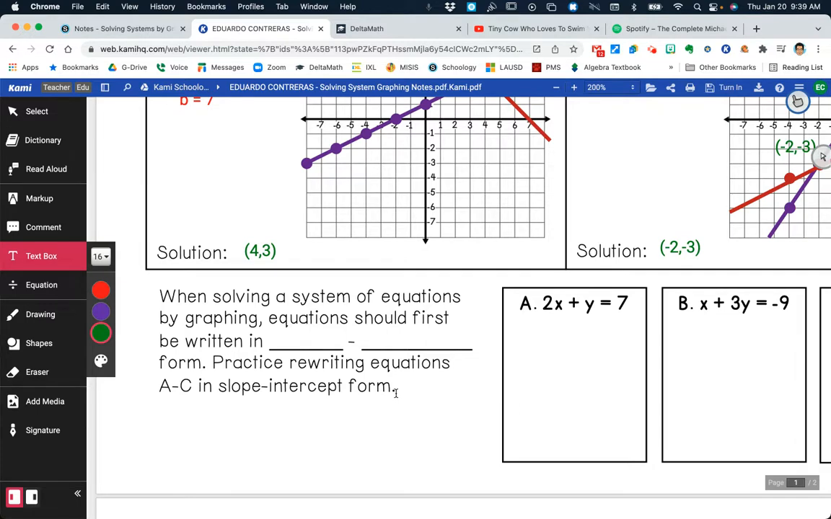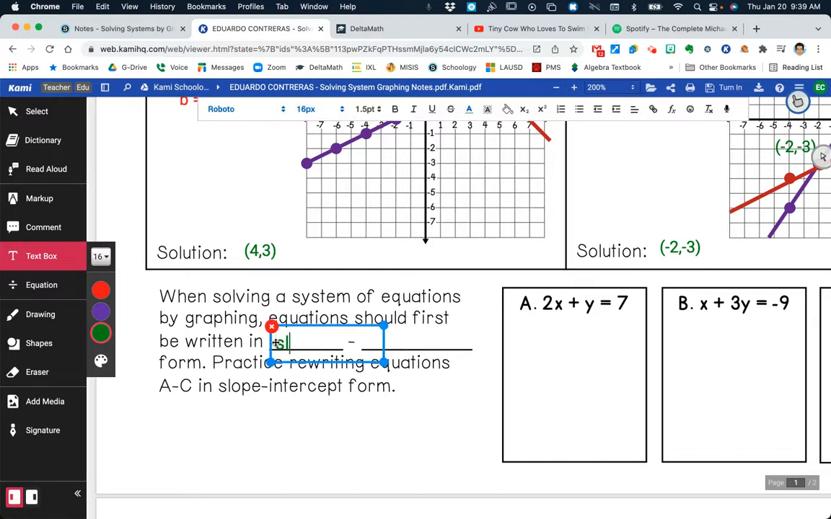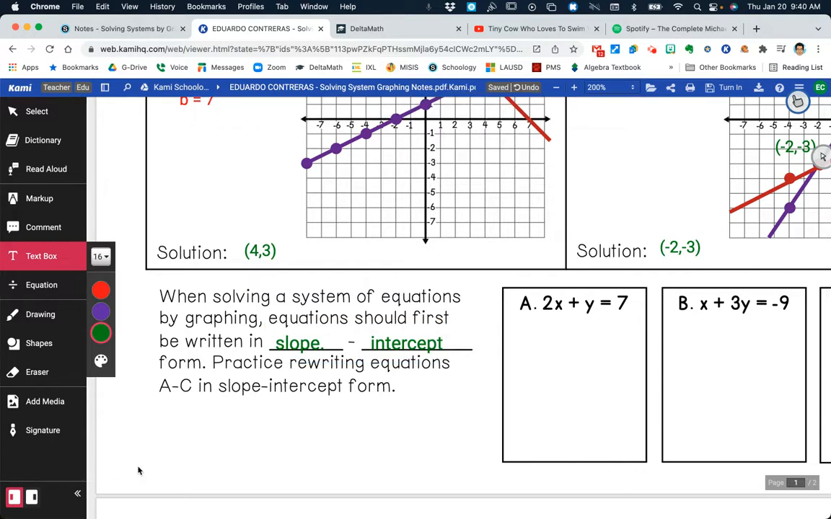All right, so it says when solving a system of equations by graphing, equations should first be written in blank form. Slope-intercept form. So let's grab our typing tool. I have it at 16%. I think that's fine. Typing in green. I like green, I guess. That'll work. Slope-intercept form. So it tells us practice rewriting equations A through C in slope-intercept form. Okay, let's practice.